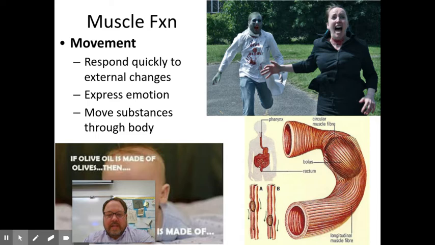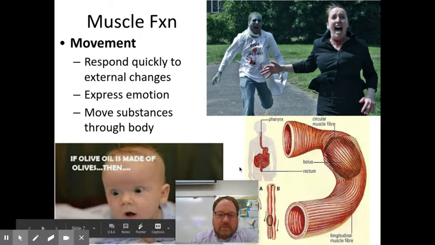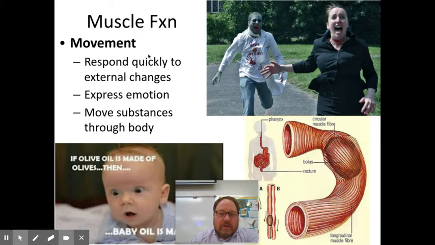Okay, our last topic for today is muscle function. So what do muscles do for us? Well, muscles allow us to respond to changes in the environment. Whether it's an internal environment or the external environment, it allows you to react to that and move your body, right?